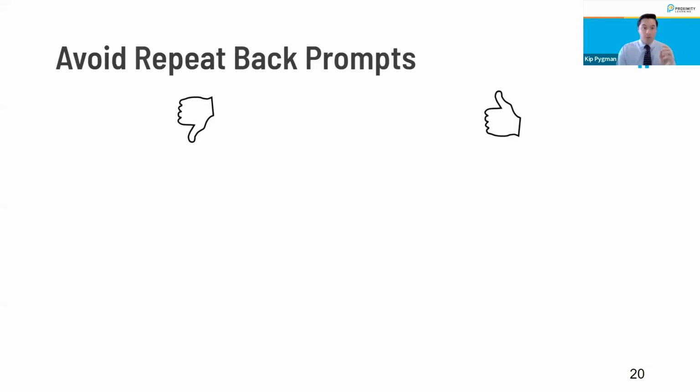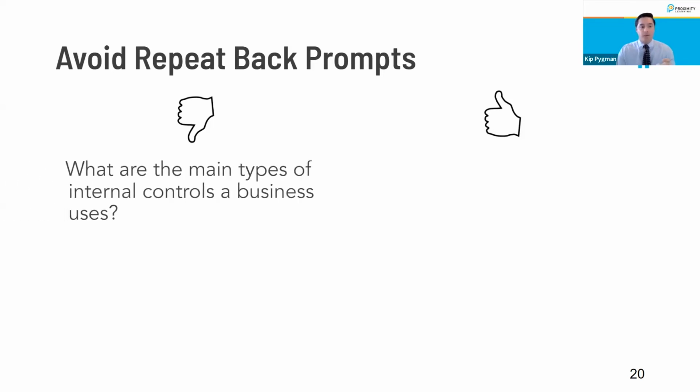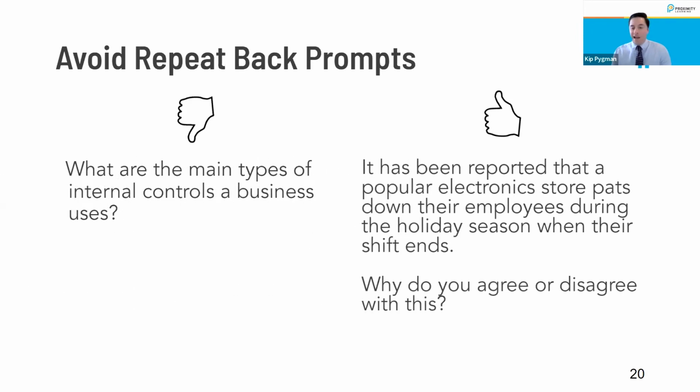So my first tip is we want to make sure when we come up with our prompts that we are avoiding repeat back prompts. I'm a former high school business teacher, so my examples in the presentation are going to be focused on when I taught accounting. But this is an example of an ineffective discussion prompt. What are the main types of internal controls a business uses? That's a factual question. What's going to happen there, it's going to lead to a collection of similar responses. And so by the time the first 2 or 3 students author their response, there's no incentive for the rest of the class to offer their responses because the answers are already in the forum. All I have to do is go to Google and I get the answer to this. That's an ineffective discussion prompt.